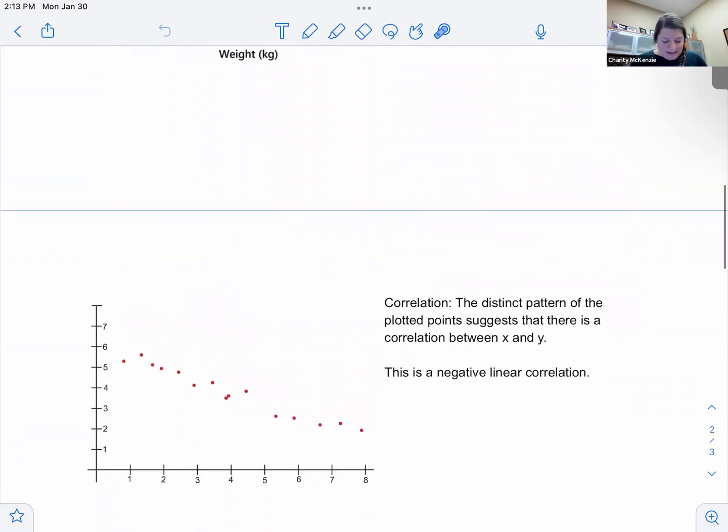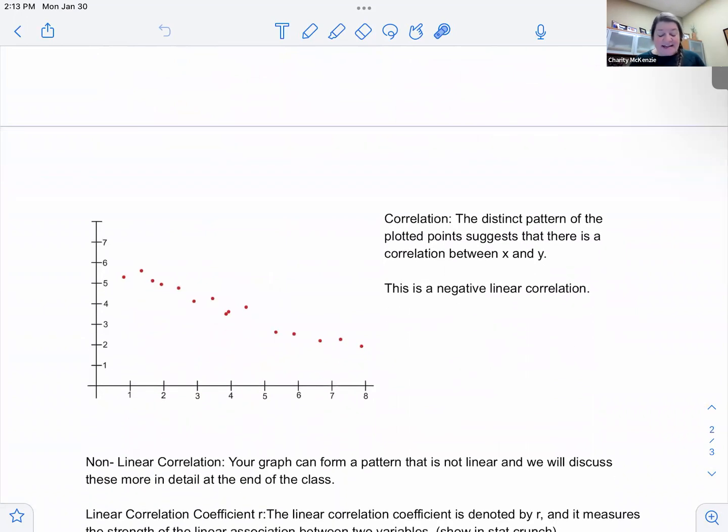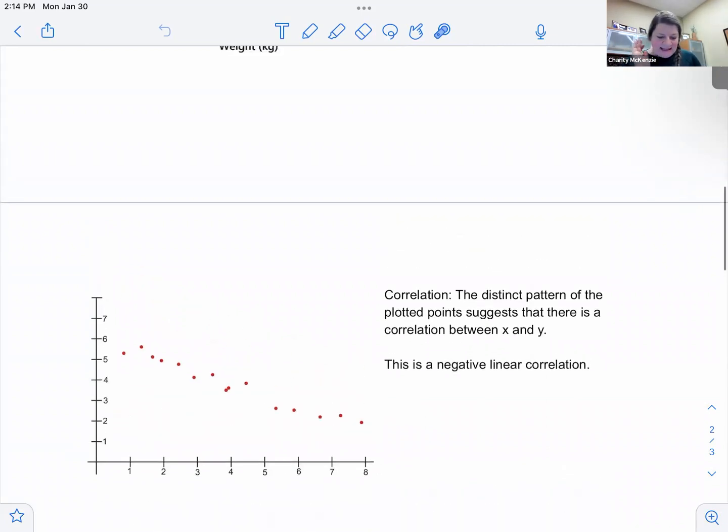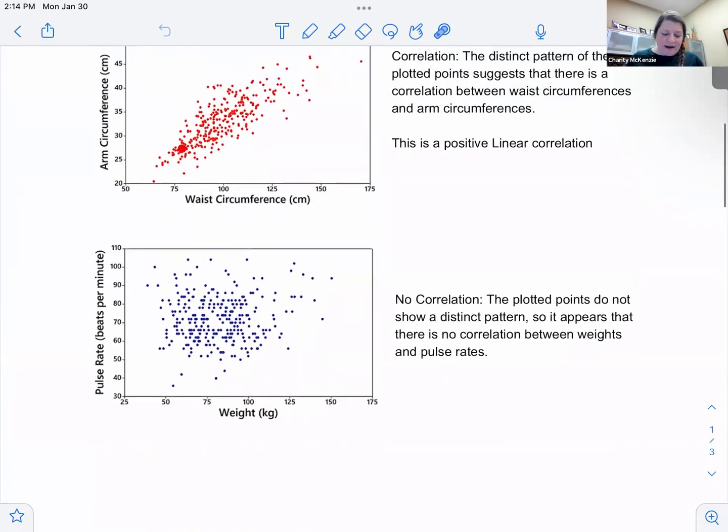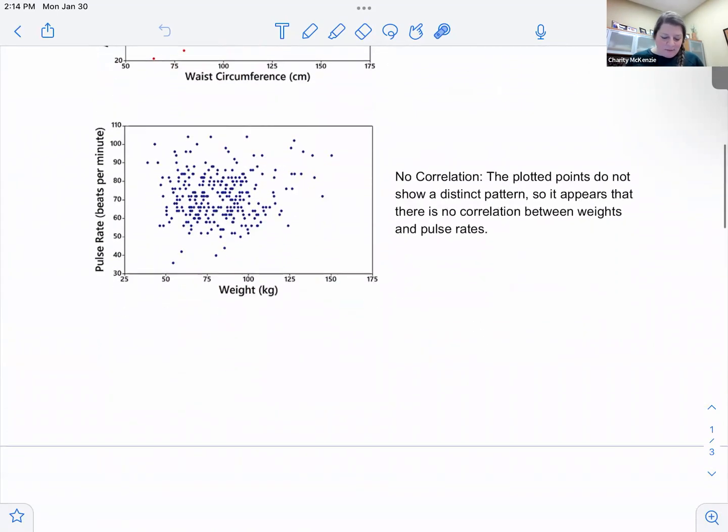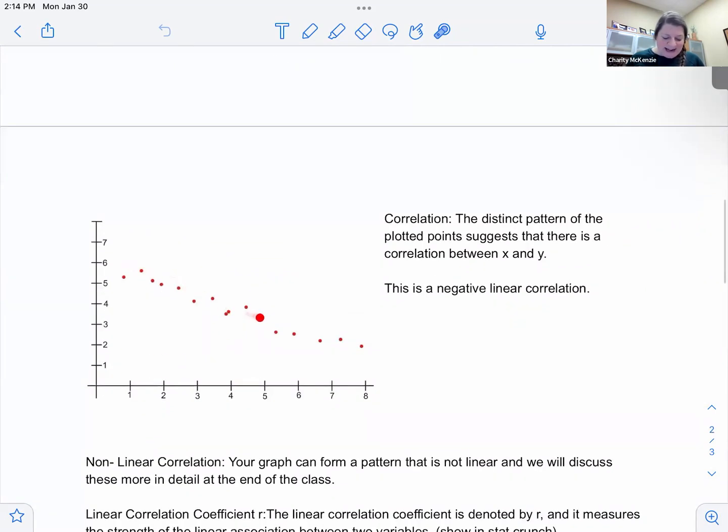Here's another one that suggests a negative correlation. As this one gets bigger, the other goes down, so there is a negative relationship between X and Y. I did not label these, because I had a hard time finding a negative one. Notice it forms a much better line than the one right here. This one, the points are pretty spread out, whereas this one, they're pretty tight in that line. That makes a stronger correlation between X and Y.